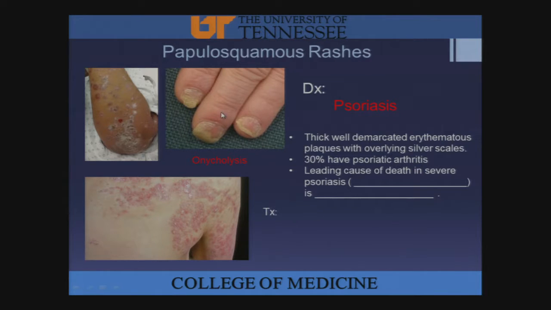So all that together is a pretty good description of what psoriasis is like. So they might just give you this picture. Somebody might show you this picture, and that's all you need to know. That, hey, we're looking at psoriasis. And then you can be asked about whether they have psoriatic arthritis. You can be asked about the leading cause of death.